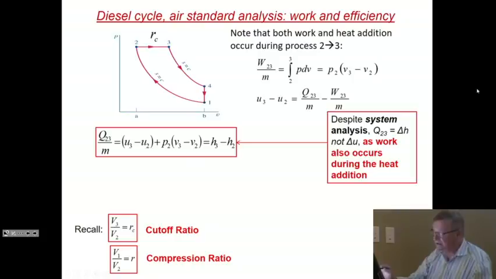So this really is P3 equals P2. So U3 plus P3 times V3, that's H3. U2 plus P2 times V2, that's H2. So you have now here, surprise, surprise, enthalpies that appear instead of internal energies. So even though the system is a closed system, and we did this system analysis, Q23 is a delta H and not a delta U. And the reason is because this work and this heat addition occurred at the same time. Don't forget these two ratios, they will come back.